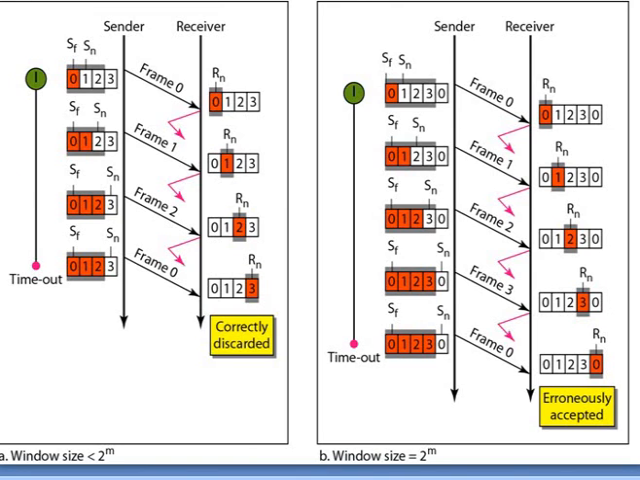In another diagram, the size of the window is shown as 4, that is equal to 2 raised to 2, and all acknowledgements are lost, so the sender will send a duplicate of frame 0. However, this time the window of the receiver expects to receive frame 0, so it accepts frame 0 not as a duplicate but as the first frame. This is the first frame in the next cycle. Therefore, this is an error, and erroneously this frame is accepted.